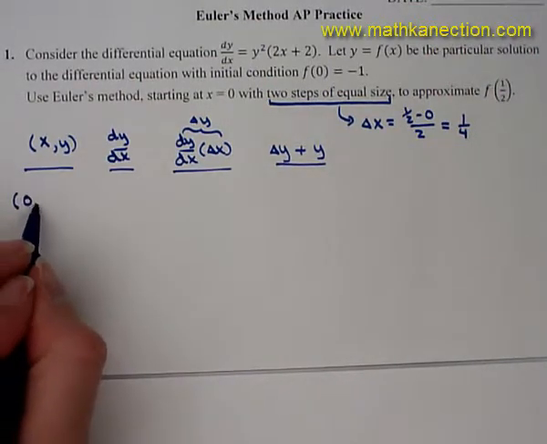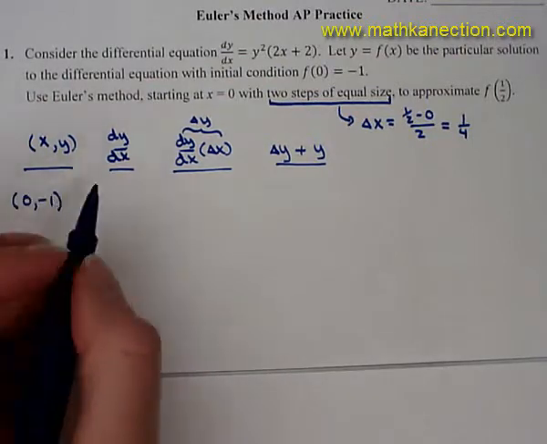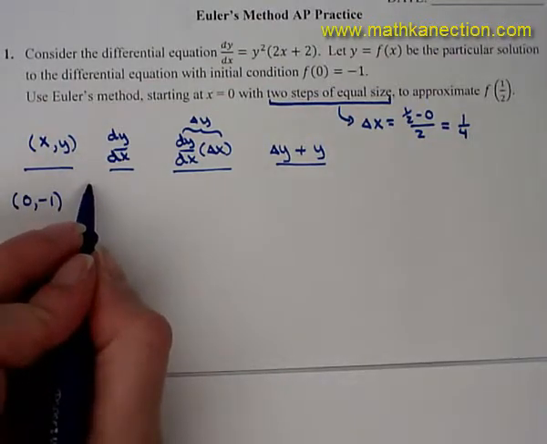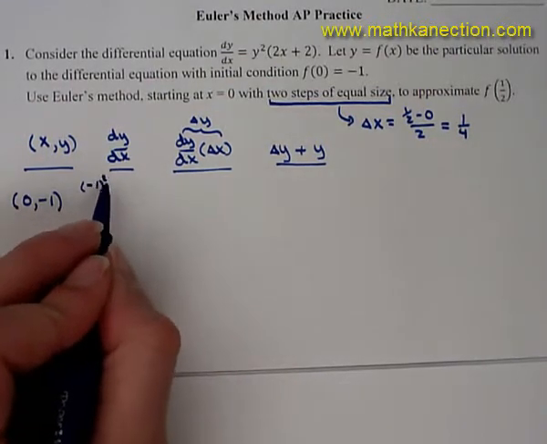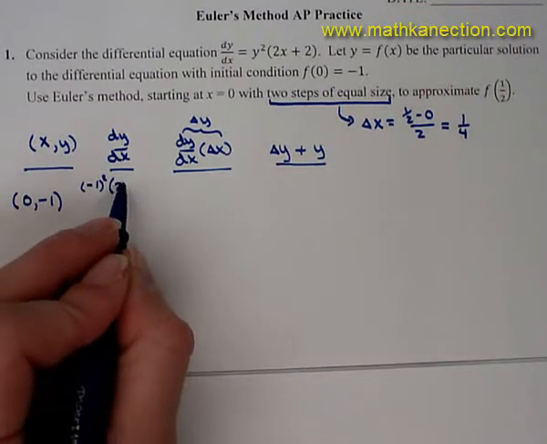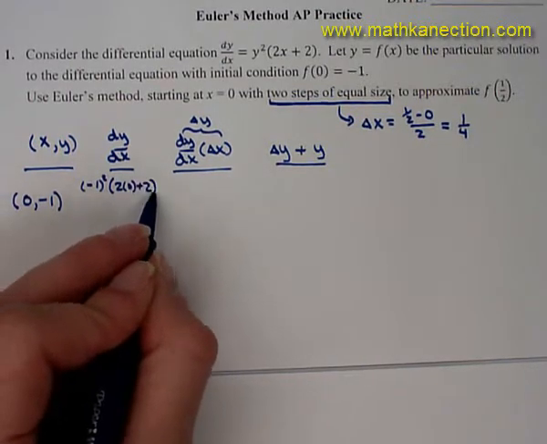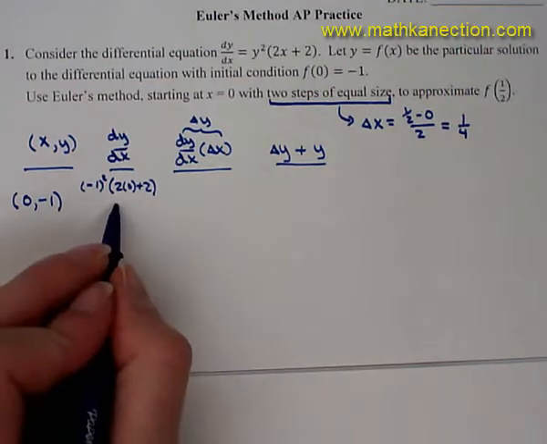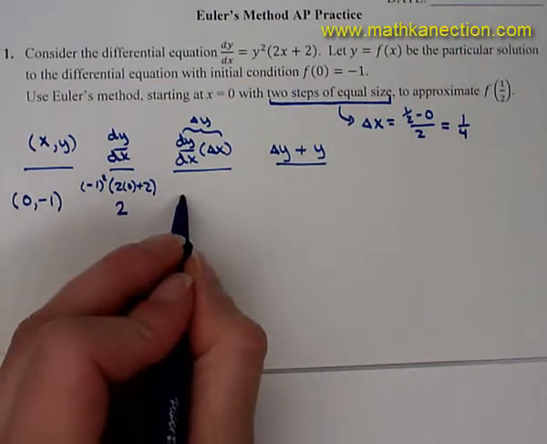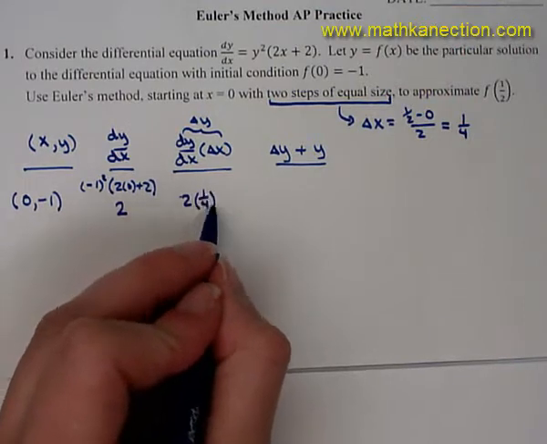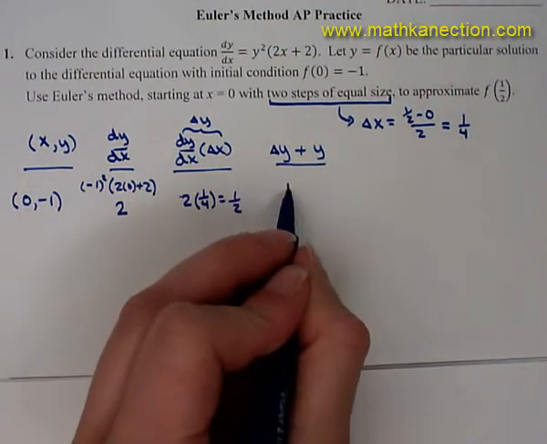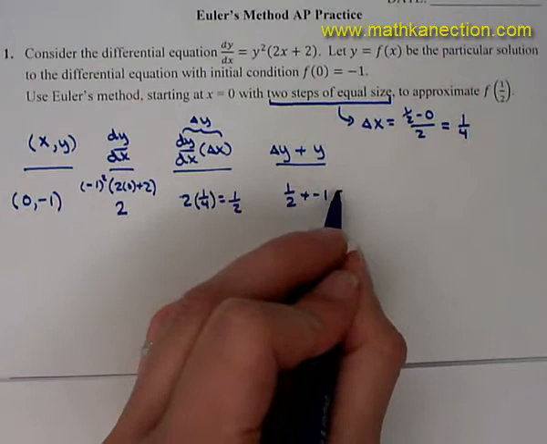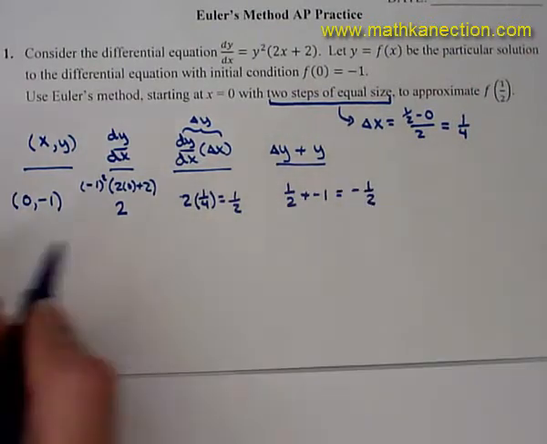Our point that we're given for x and y is (0, -1). That was the initial condition. dy/dx, which is y squared multiplied by the quantity of 2 times the x value plus 1. So dy/dx is equal to 2. Multiply dy/dx by the delta x, so 2 times a fourth, which is 1/2. Take that 1/2, add it to the y value of -1, so we have -1/2.